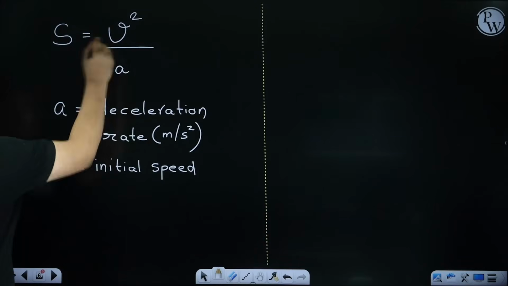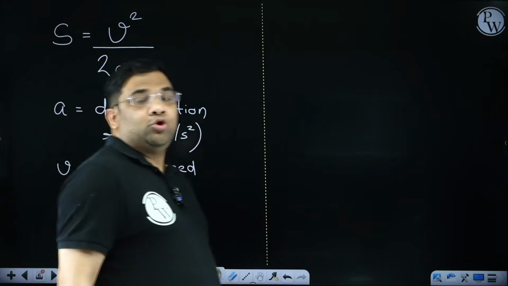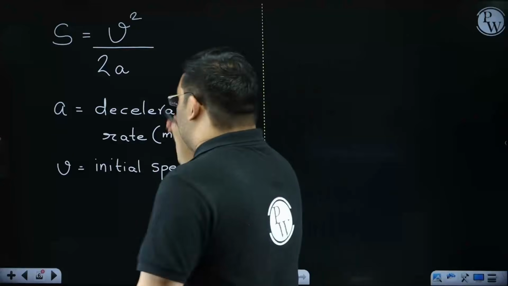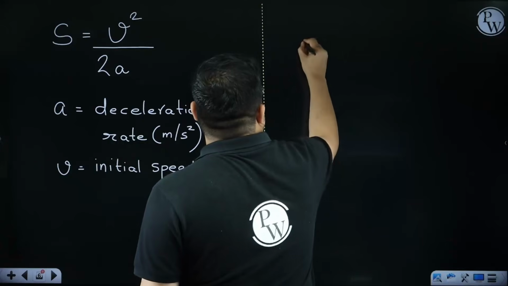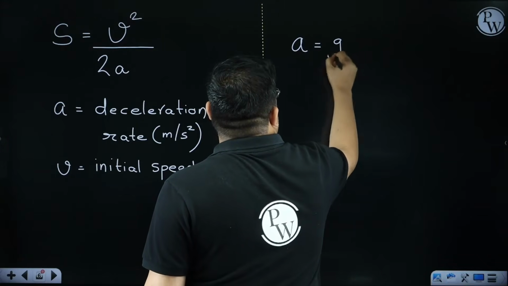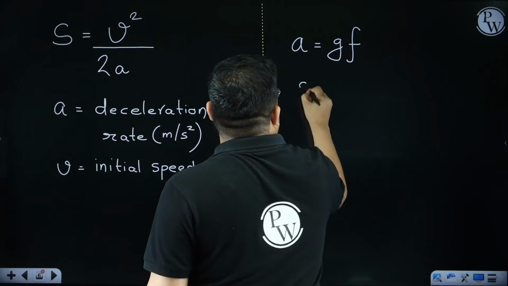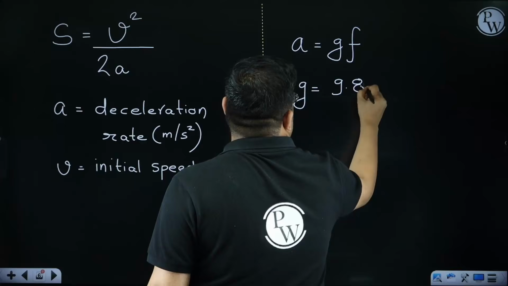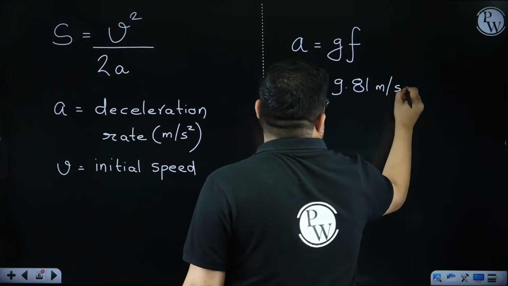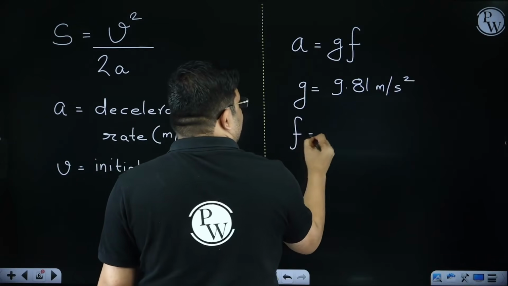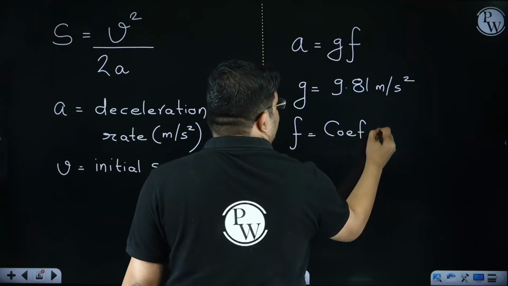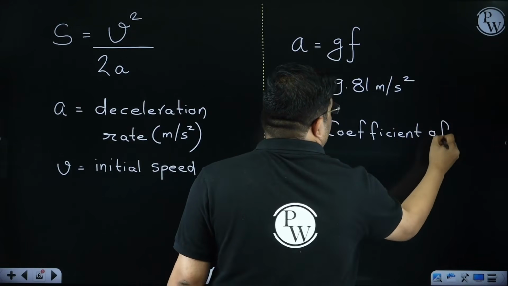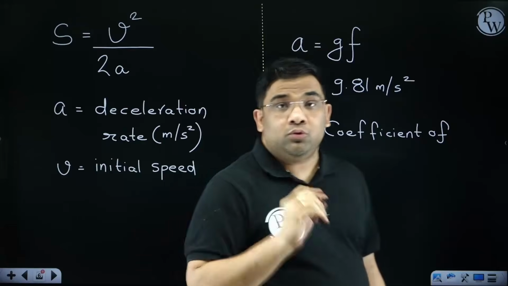So this s, or braking distance, is equal to v square by 2a, where a is the acceleration rate or deceleration rate. This deceleration rate is equal to what? It is equal to g, acceleration due to gravity, which is 9.81 meter per second square, and f, that is your coefficient of friction.